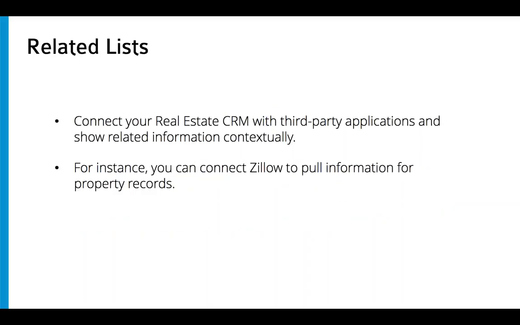Related lists. Connect your real estate CRM with third-party applications and show related information contextually. For instance, you can connect Zillow, a third-party app, to pull information regarding your property.